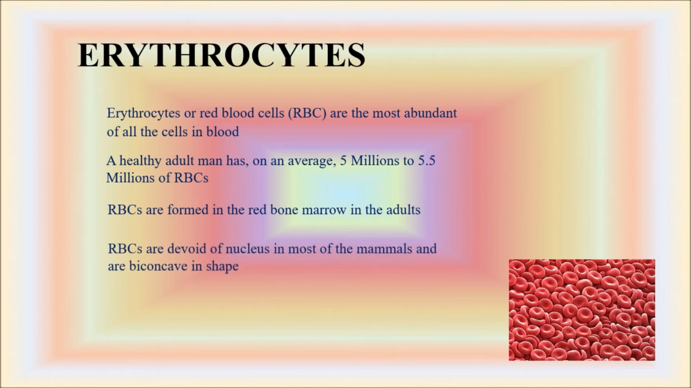RBCs are devoid of nucleus in most mammals and are biconcave in shape. So what is the shape of RBC? Biconcave shape, and it does not have a nucleus. But in the early embryonic stage it possesses one, and after maturation it will not have, except in camels.